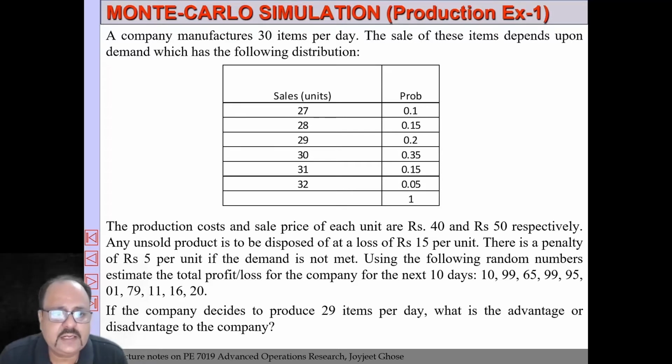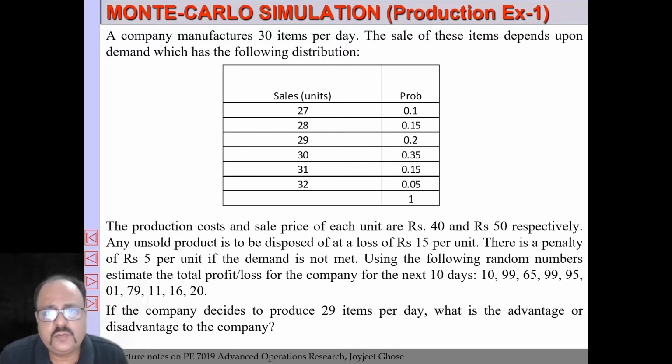And of course, there is a penalty of rupees 5 per unit if the demand is not met. So if the demand is not met, the loss is quantified in terms of monetary unit, that is rupees 5. And the random numbers are given for doing it manually. For 10 trials, the random numbers are given, and you have to simulate the demands and find out the profit. That is the question. And if the company decides to produce 29 in place of 30 items per day, whether the company has an advantage or a disadvantage, that is the question.